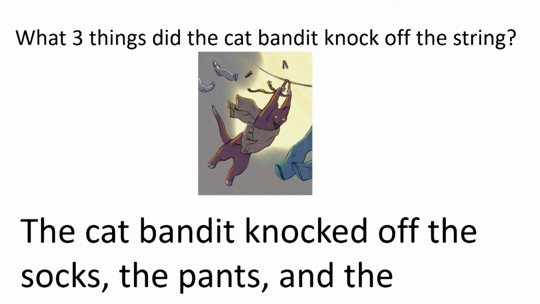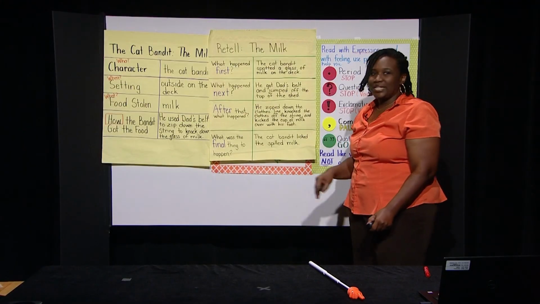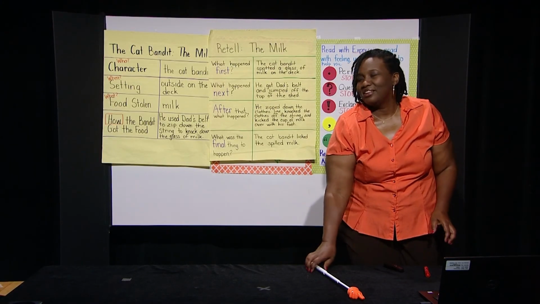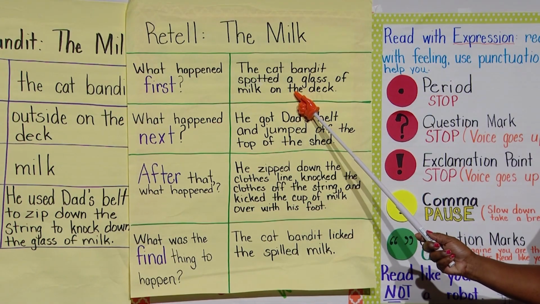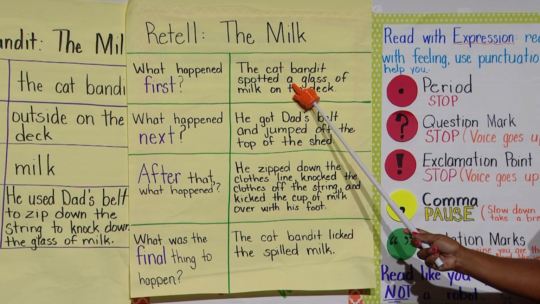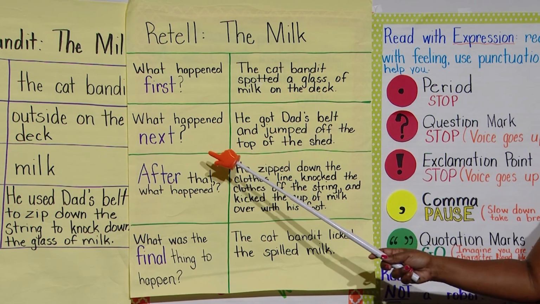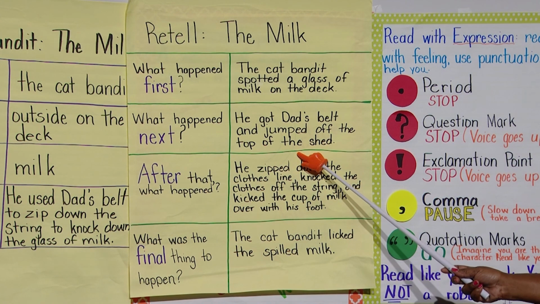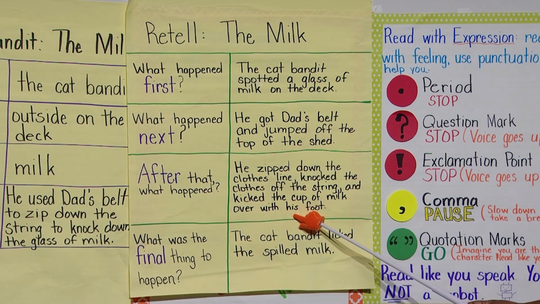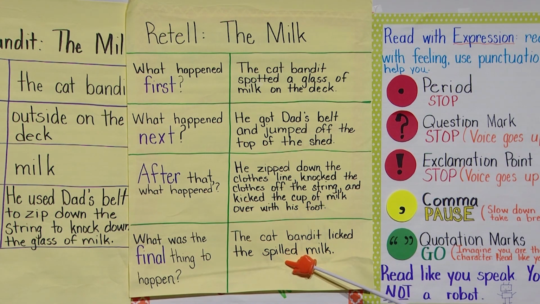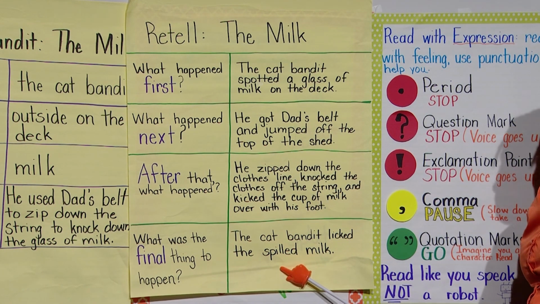Okay, now let's go back and look at our retelling one more time. What happened first? The cat bandit spotted a glass of milk on the deck. What happened next? He got Dad's belt and jumped off the top of the shed, and after that, he zipped down the clothesline, knocked the clothes off the string, and kicked the cup of milk over with his foot. And finally, the cat bandit licked the spilled milk.